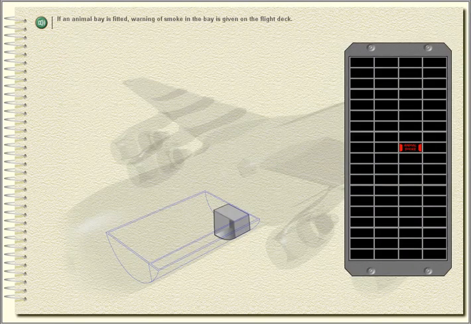Avionic cooling air is drawn over a smoke detector to warn of electrical smoke or fire in the avionics bay. If an animal bay is fitted, warning of smoke in the bay is given on the flight deck.